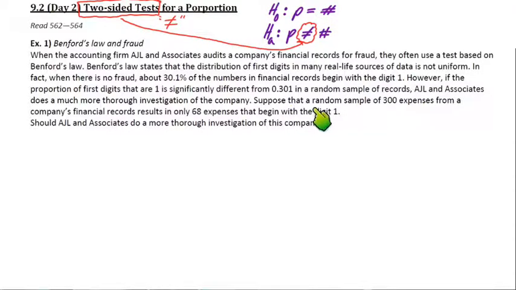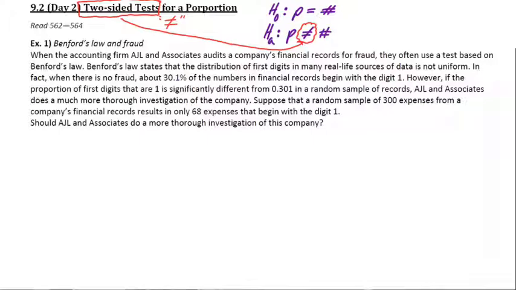So it says, suppose that a random sample of 300 expenses from a company's financial records results in only 68 expenses that begin with the digit 1. Should AJL and Associates do a more thorough investigation of this company? We're going to have to answer that with a hypothesis test. Our sample data in this case would be 68 out of 300. Whatever that proportion is, we can compare it to the desired proportion of 0.301 and start to think, how far off is that?